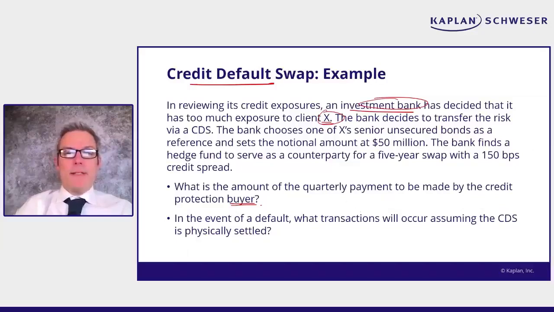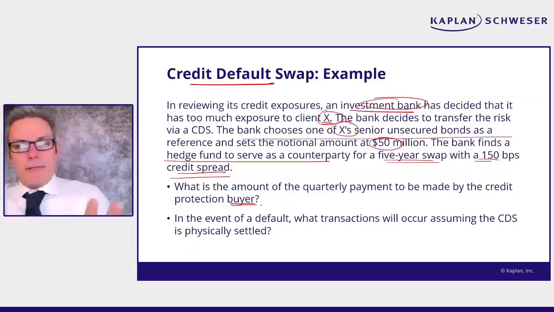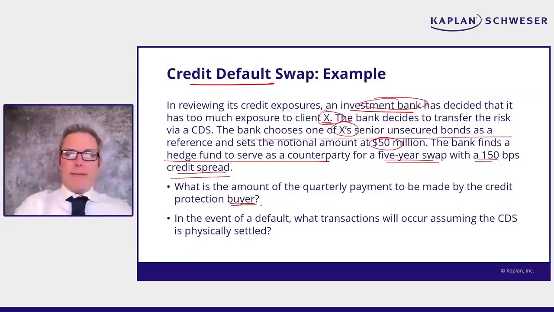They find a hedge fund as a counterparty. They enter into a 5-year CDS with a 150 bips credit spread and a size of 50 million. The reference asset here is one of X's senior unsecured bonds. So the investment bank's saying, right, I need to get a payment if X defaults on their debt, in other words, gets into bankruptcy issues, and the payment that I will get will protect me against losses.